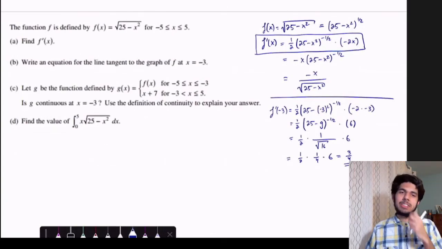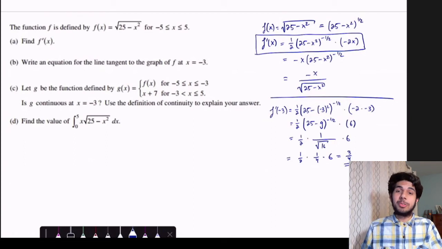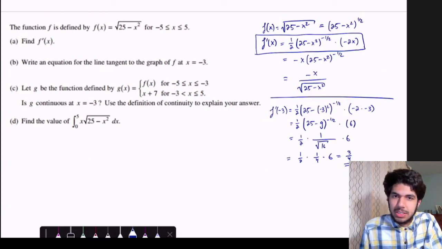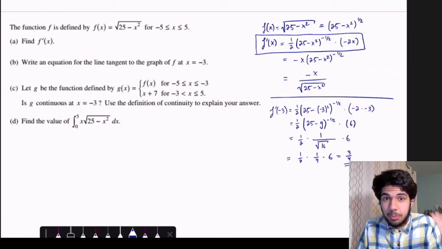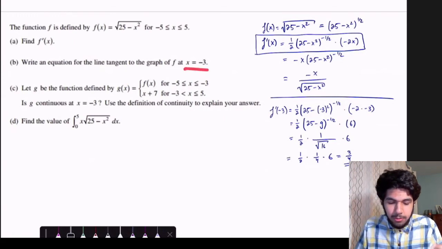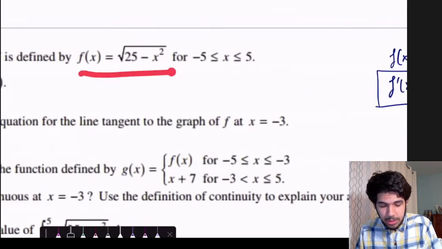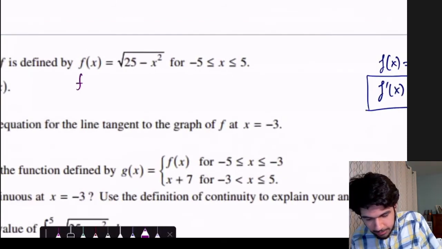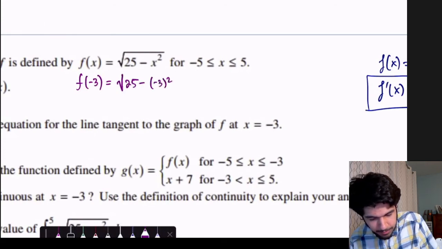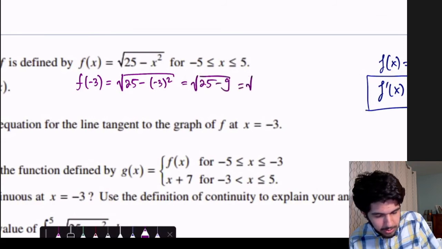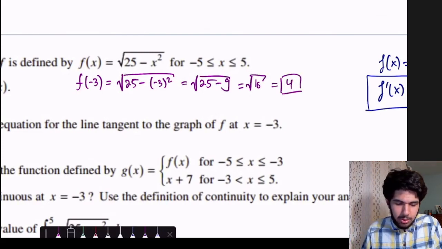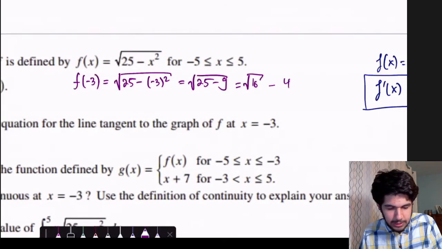We still need something else. So we could use point slope form to describe the equation of a line. We have the slope, we just need the point. Well, if we're looking at x equals -3, we should probably find the y-coordinate for that. And to do that, we can plug it back into f of x. So f of -3 is going to equal the square root of 25 minus -3 squared. That's equal to the square root of 25 minus 9, which is equal to the square root of 16, equals 4, right? So that'll be our y-coordinate. Sorry, I shouldn't have boxed that.